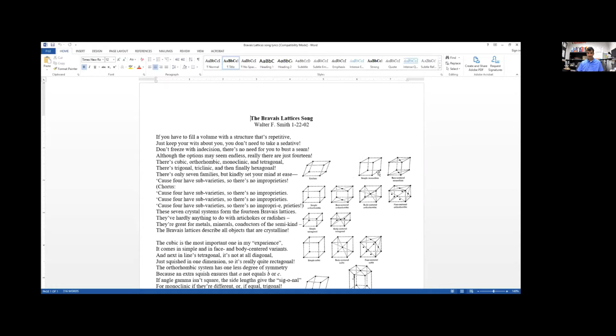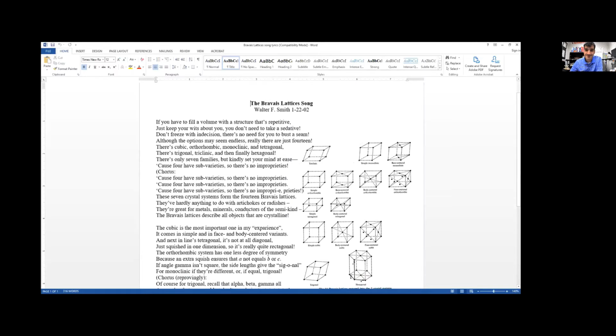These 7 crystal systems form the 14 Bravais lattices. They've hardly anything to do with artichokes or radishes. They're great for metals, minerals, conductors of the semi-kind. The Bravais lattices describe all objects that are crystalline. Half done.